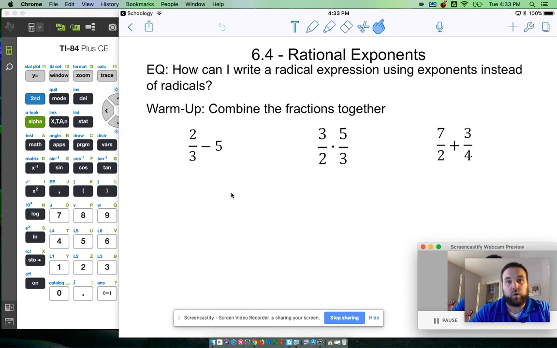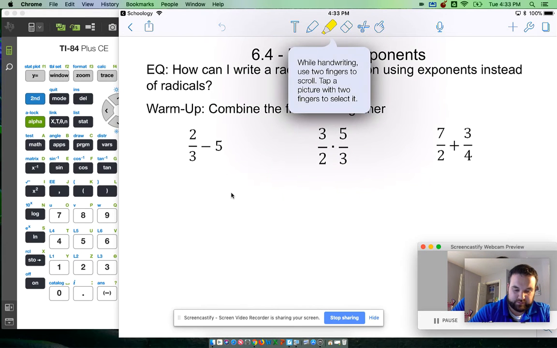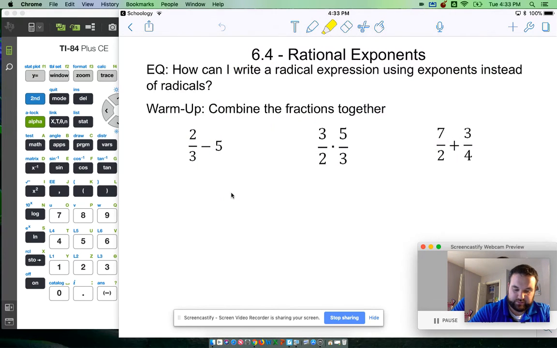All right, welcome back. Today we're going to go through section 6.4, which is all about rational exponents. Our EQ is, how can I write a radical expression, which is what we just quizzed on, using exponents instead of radicals? So what we're going to see today is how we can get rid of the radicals and just use exponents instead.